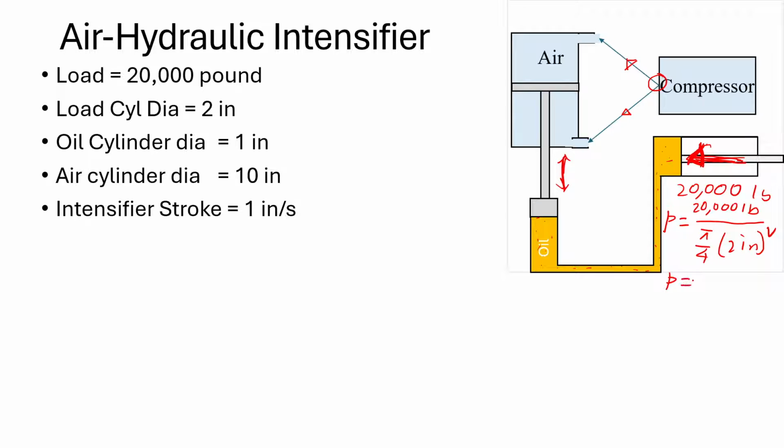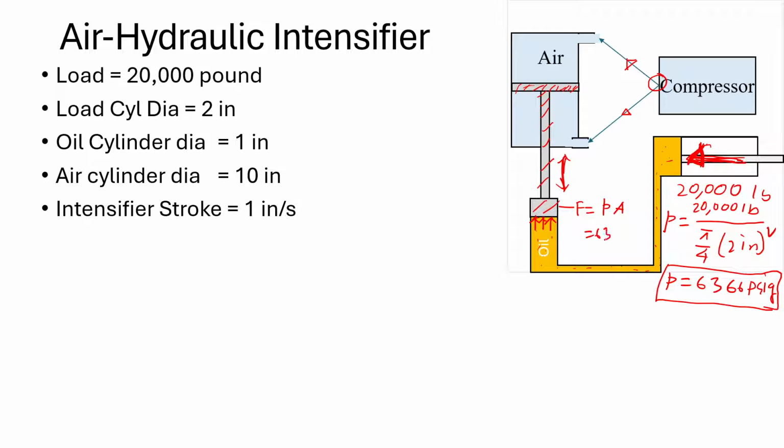So I calculated the pressure: 6366 psi gauge pressure. Everything is gauge if it doesn't say anything, so I will not write gauge anymore. I'll simply write pressure. That pressure will be distributed right here. It's going to pressurize the air piston, which is this guy, and it'll provide a force here. We can calculate that force simply by pressure times area.